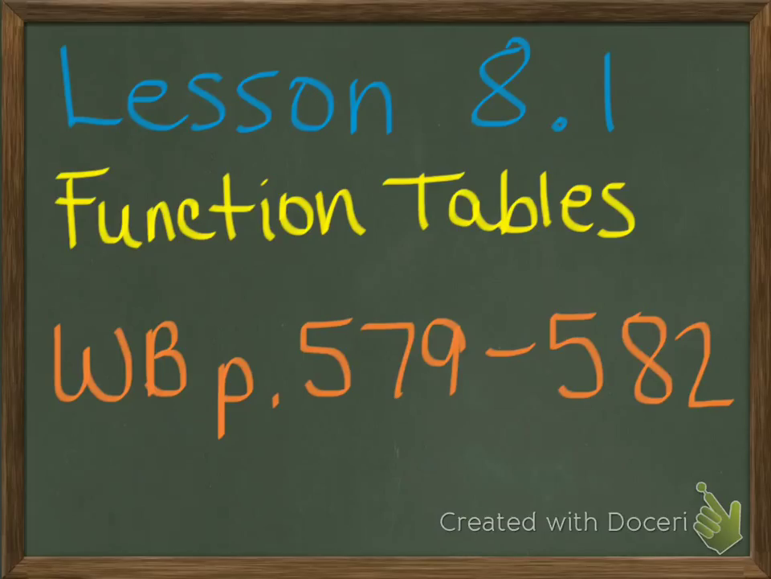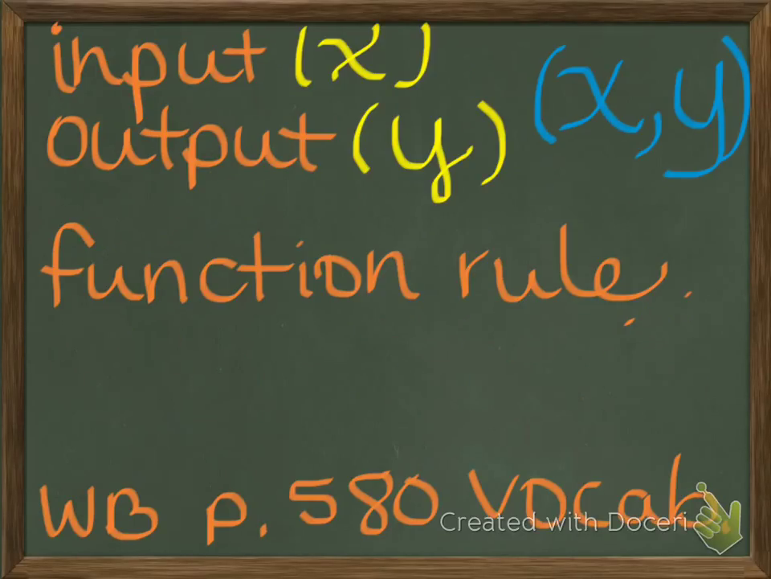Alright, lesson 8.1 goes over function tables, covers workbook pages 579 through 582. Inputs typically are the X, outputs are the Y. Listed as an ordered pair, X comes before Y just like in the alphabet. You usually crawl across for the X and you walk up for the Y. You also need to know function rule. You will see all three of these words listed under vocabulary highlighted terms in your workbook on page 580.